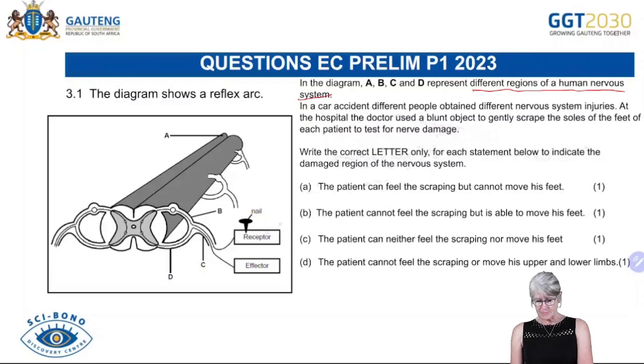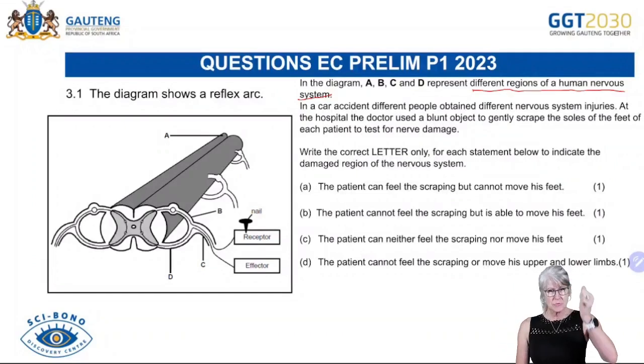So the first one says the patient can feel. So when the doctor scrapes on his sole with that blunt instrument, he can feel it, but he can't pull his foot away. Okay, so he can feel the scraping, but he can't move his feet. So which part of the nervous system? So the sensory, he's still able to sense what's happening, but he can't move. So the sensory neuron would be working. So that part which we see as labeled B, that would still be working, but he can't move his feet, which would be D, which is your motor neuron.